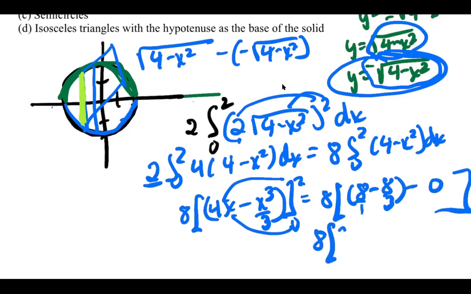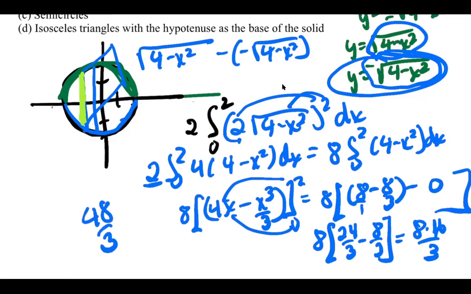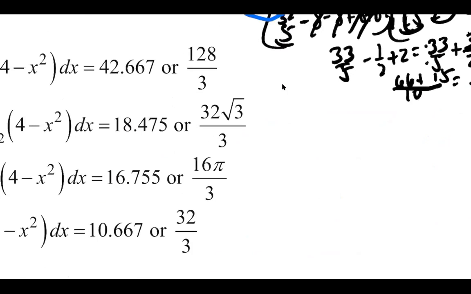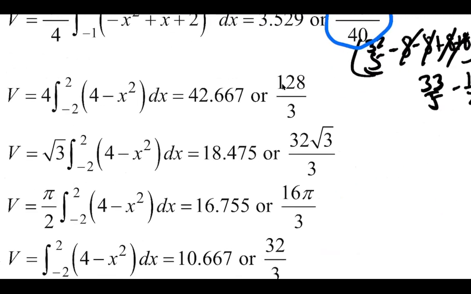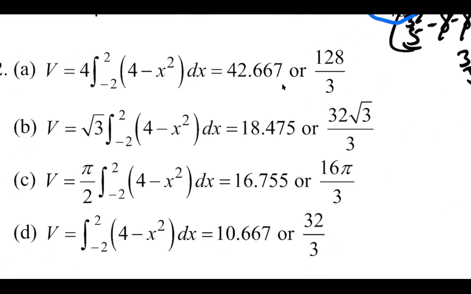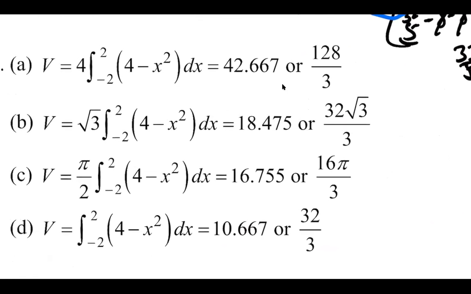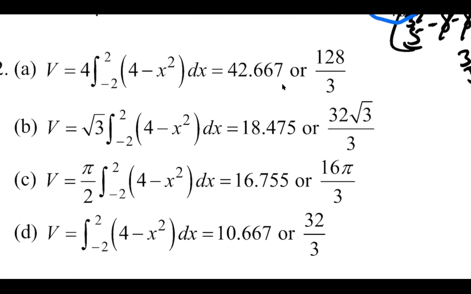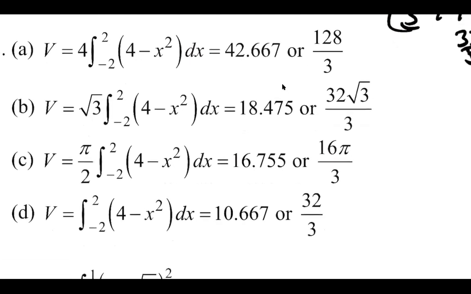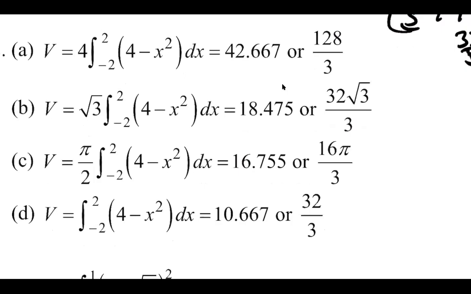All right, so this is 24 thirds minus 8 thirds is 8 times 16 thirds. I'm getting 48 thirds. And I should have gotten 100 and, oh, why did they multiply it by 4? Oh, I had an 8. I should have had 128 thirds. So hang on, made another careless mistake somewhere.